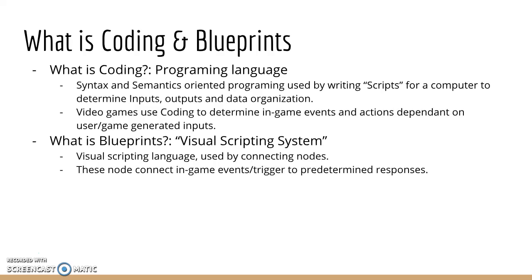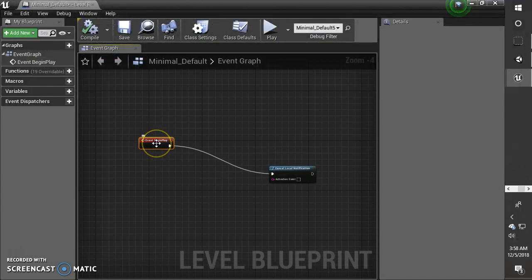Now, how do blueprints work? Blueprints allow us to ignore coding, ignore the need of the programming language in order to use this game development program. Blueprints are a visual scripting system. Instead of writing text, you connect nodes. Let me bring up an example for you. This is the blueprint editor.